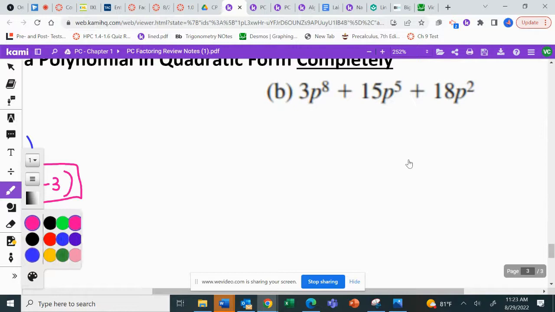Okay, question B. Is there a greatest common factor? There is, 3p squared.